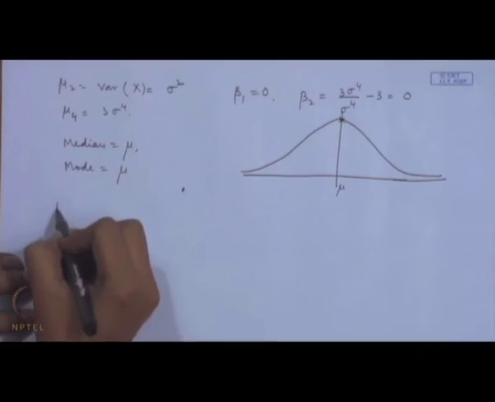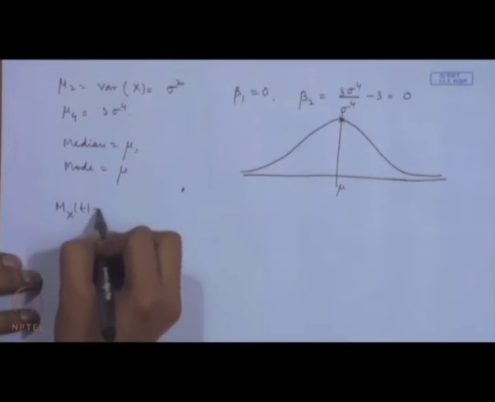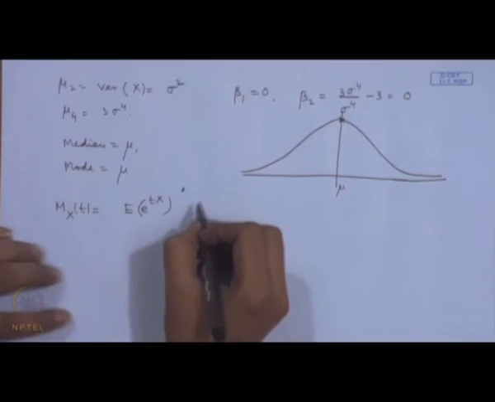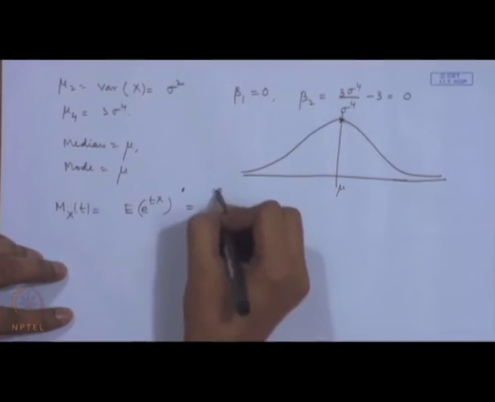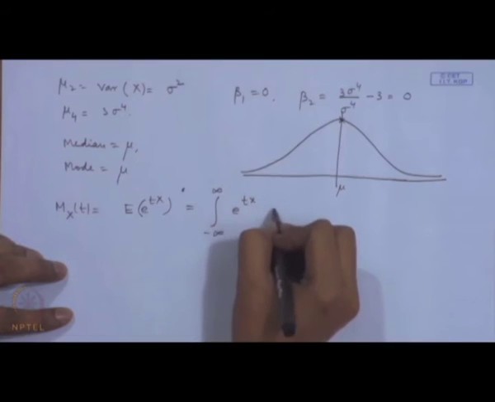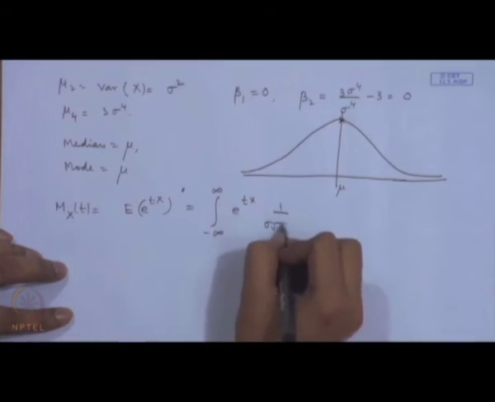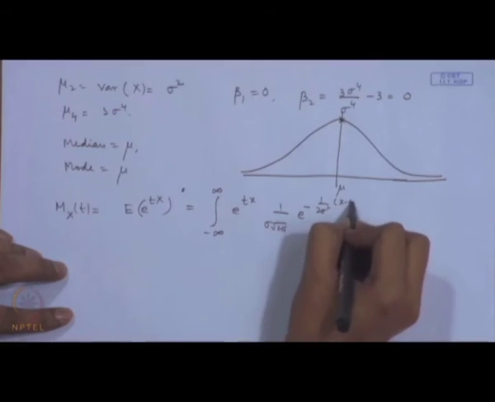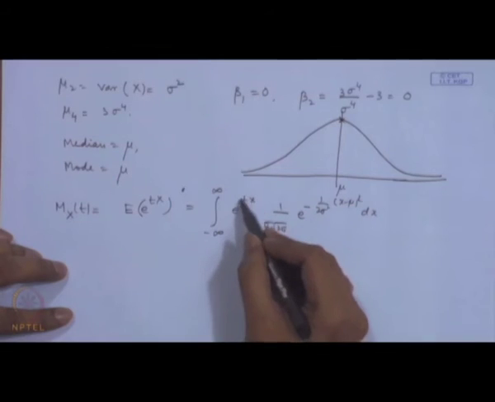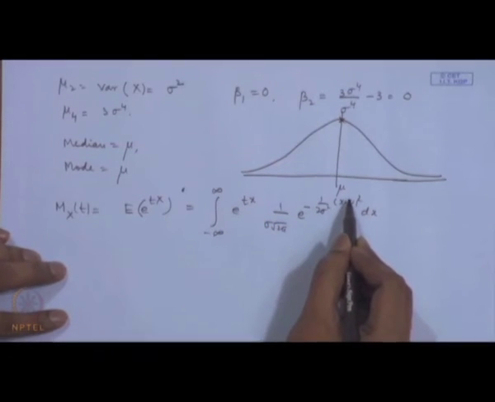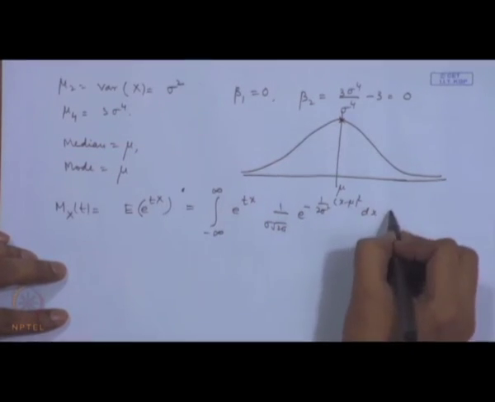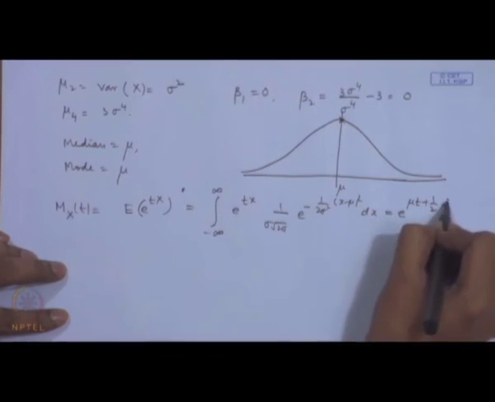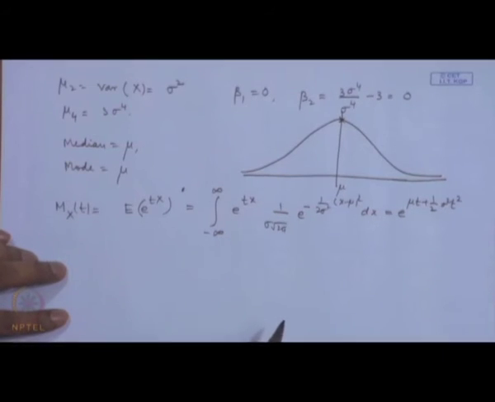Let us look at the moment generating function of this distribution. That is equal to the integral from minus infinity to infinity of e to the power tx, times 1 by sigma root 2 pi e to the power minus 1 by 2 sigma square (x minus mu) square dx. Now, this tx term I can adjust with this, and after adjustment this can be simplified, then this turns out to be e to the power mu t plus half sigma square t square.